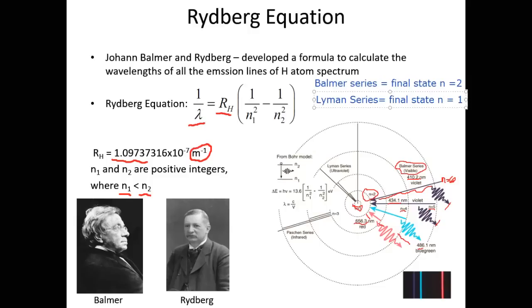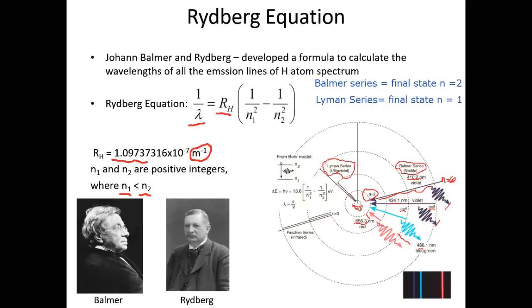And notice for the Lyman series, it's in the UV region. So remember, UV is shorter wavelength than Balmer. So now make this note: all of the Lyman series transitions, which end up at n equal 1, have a shorter wavelength than all of the Balmer series transitions, which are in the visible spectrum.